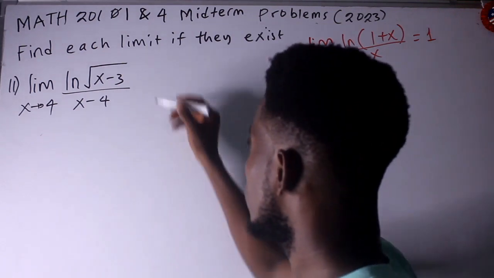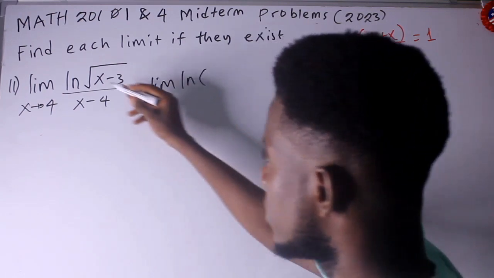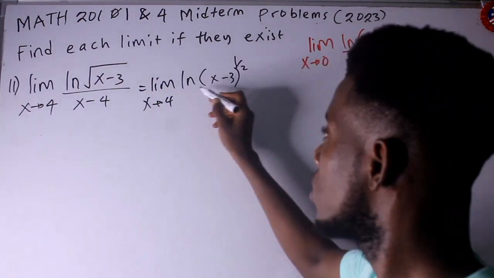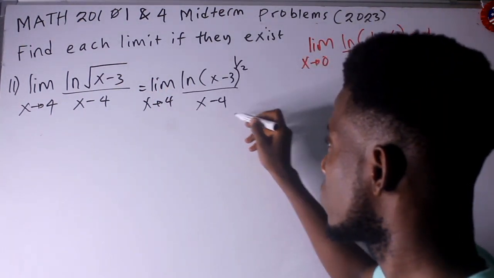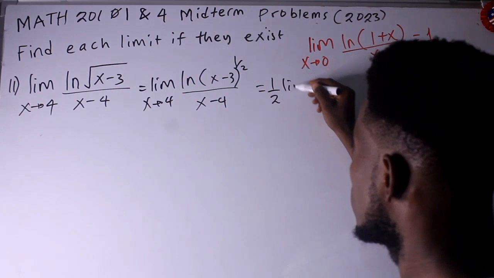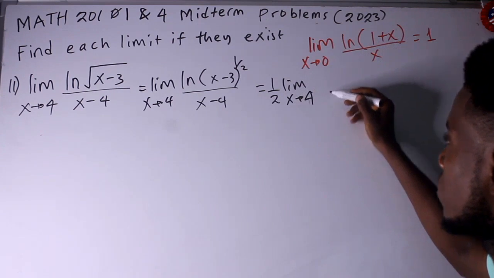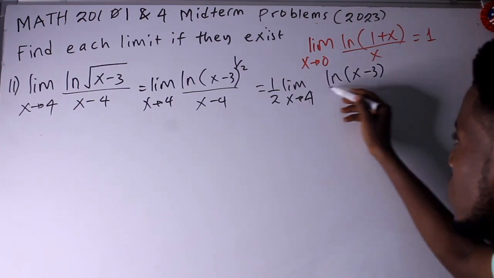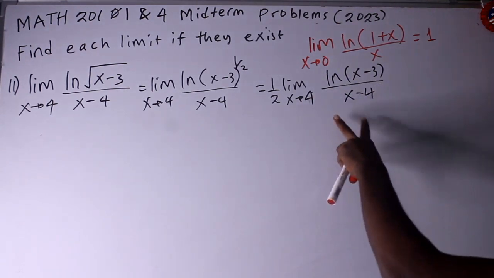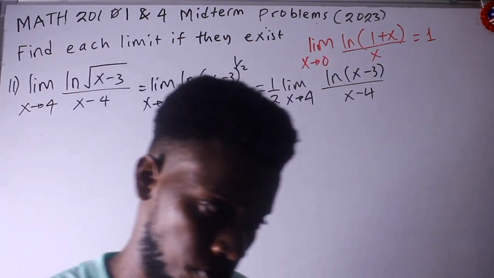So the first thing before using that rule, we have to rewrite the limit as x approaches 4 of the ln of the square root of x minus 3, which is (x minus 3) raised to the power of 1 over 2. That's what the square root means. All divided by x minus 4. So what happens? This half will drop, so you have 1 over 2 times the limit as x approaches 4 of the ln of x minus 3 all divided by x minus 4. Great.